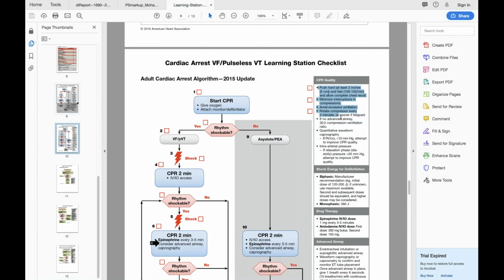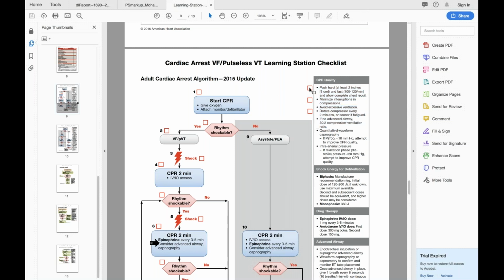This area will tell you what the high quality CPR components are, and in the video, you will find the high quality CPR. It's push hard, push fast, allow chest recoil, minimize interruption, and avoid hyperventilation of the patient. These are the components of high quality CPR.